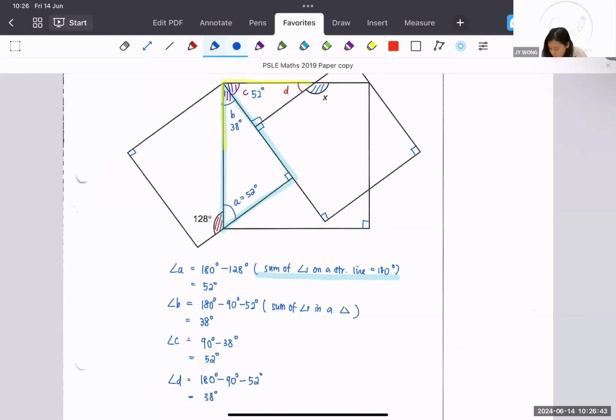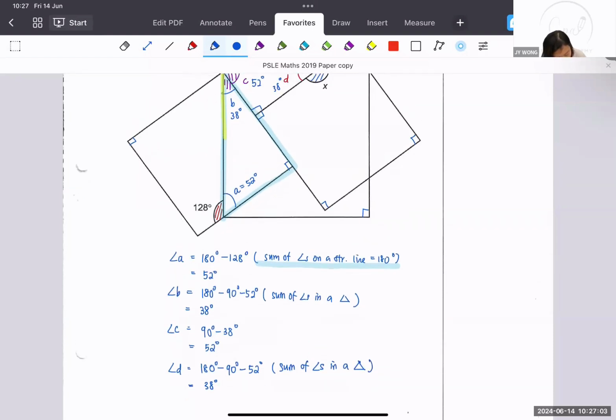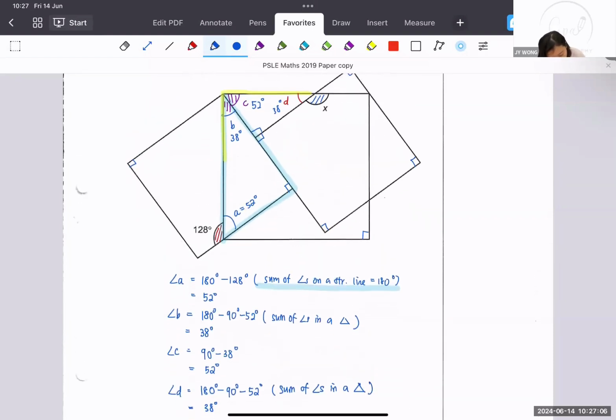This will tell you the answer for angle D. Now, angle D is 38. Let me write it down in the diagram, 38. Can I find angle X now? Angle D is found because we are using the property that the sum of angles in a triangle is 180. That is the property that you're using. Now, back to X and D.